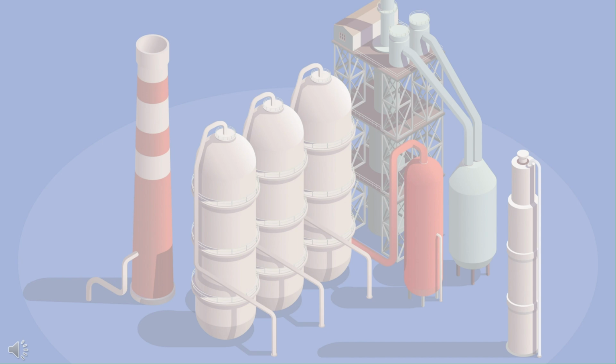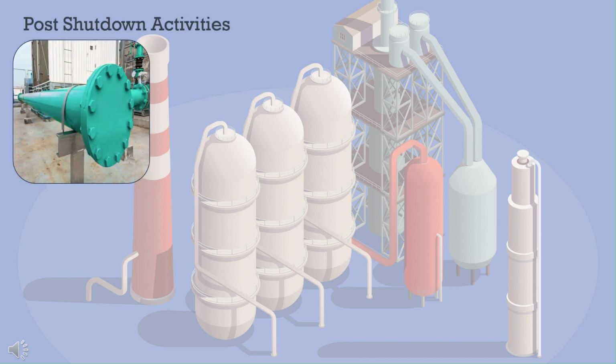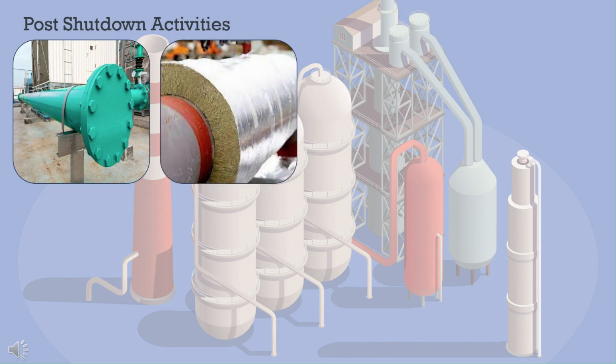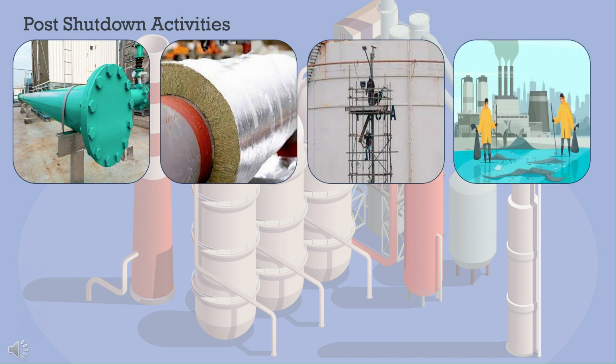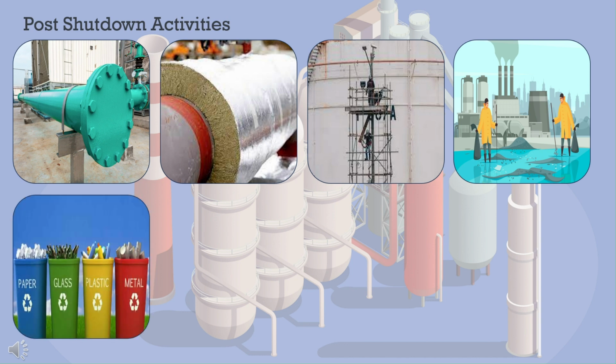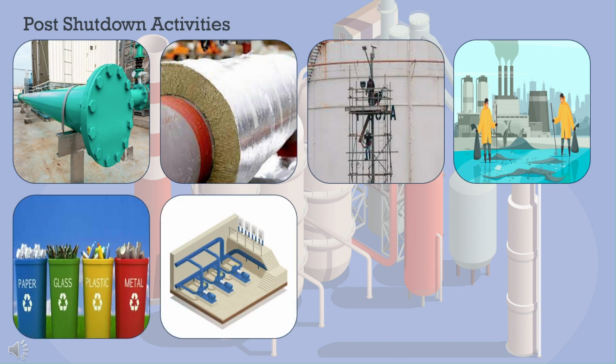In post-shutdown activities, all blinds from the column are removed. Insulation is refixed to the sections from where it was removed. Dismantle the scaffolding and perform housekeeping. Monitor column performance upon restart to confirm restoration of efficiency and safety.